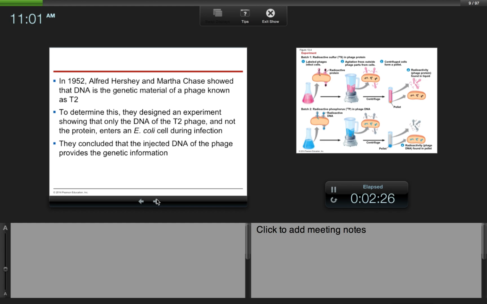In 1952, Alfred Hershey and Martha Chase showed that DNA is the genetic material of a phage known as T2. To determine this, they designed an experiment showing that only the DNA of the T2 phage and not the protein enters an E. coli during infection. They concluded that the injected DNA of the phage provides the genetic information.